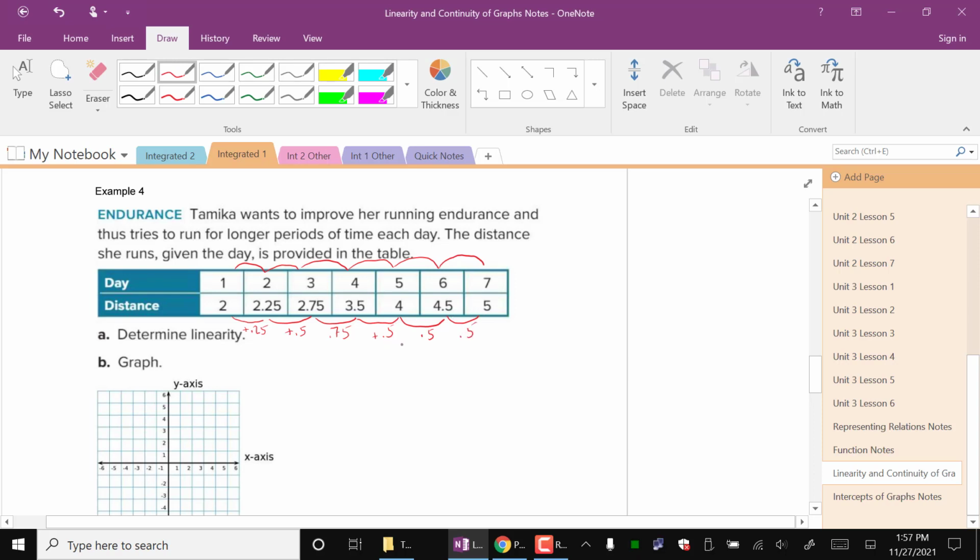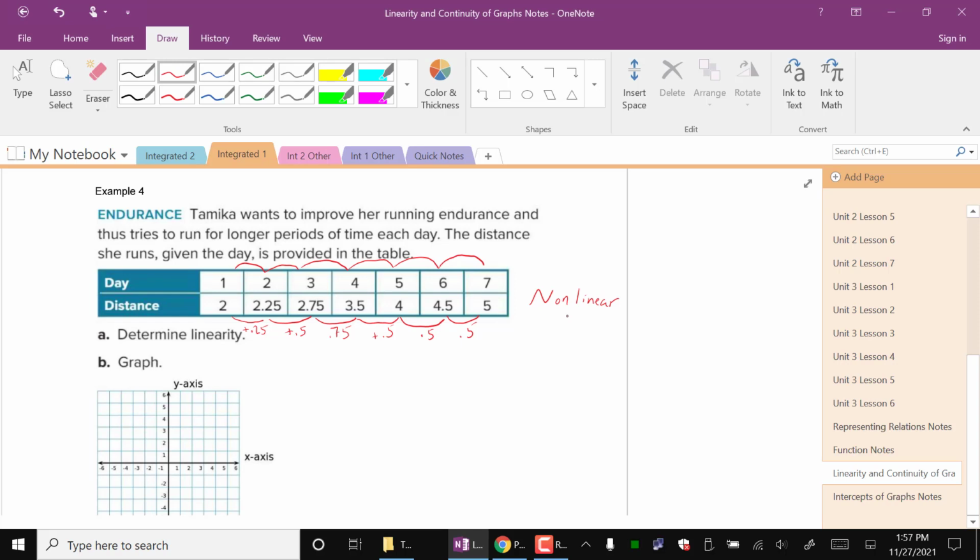So while it does level out and become linear, at the beginning, we're not so linear. So this is going to be a non-linear function. It has to be linear all the way through. It can't just be linear at one point and not at another point.